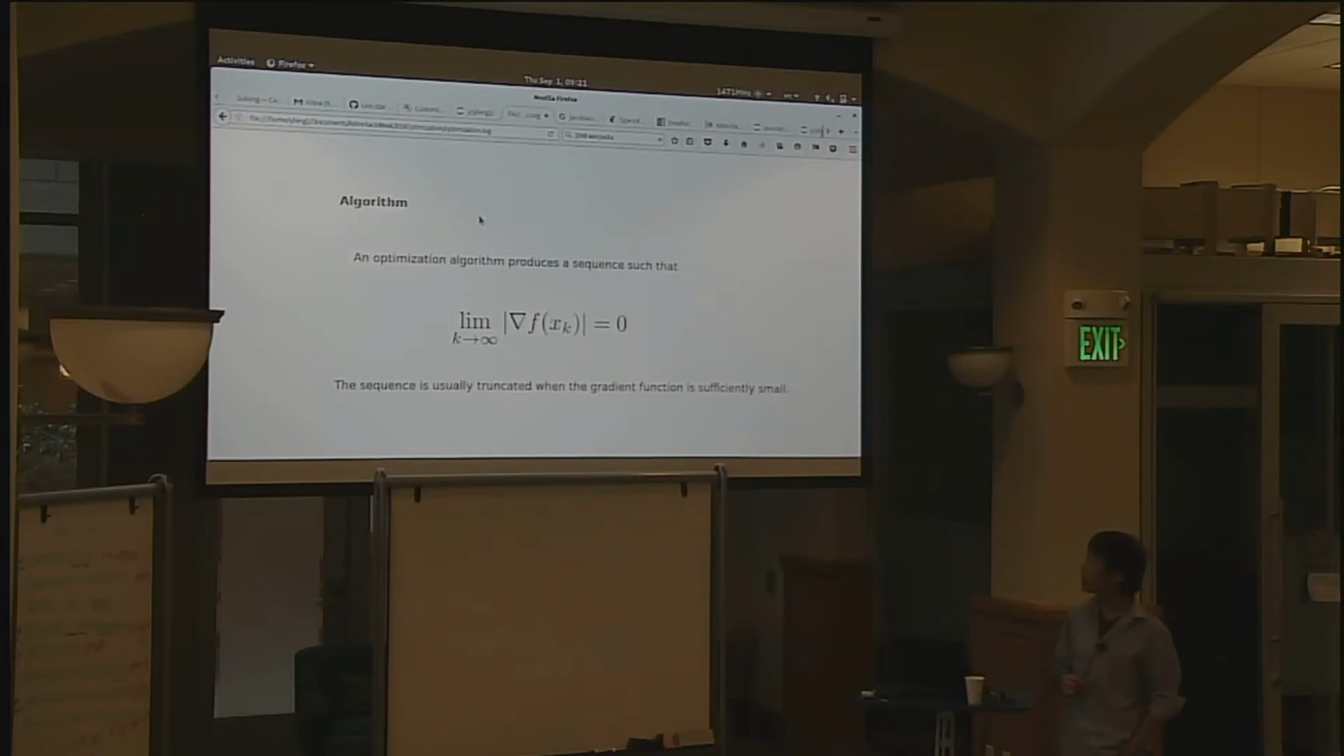So the algorithm, we solve these problems with algorithms. And an optimization algorithm does nothing but produce a sequence of x, a sequence of parameters.